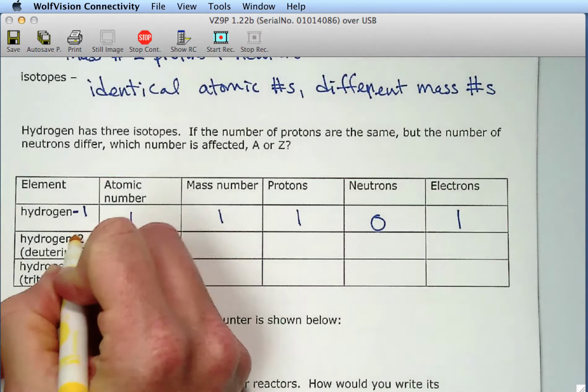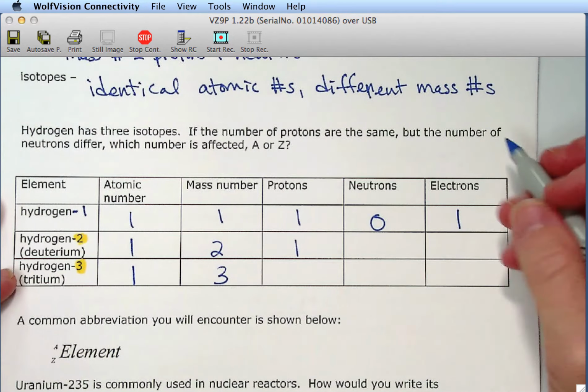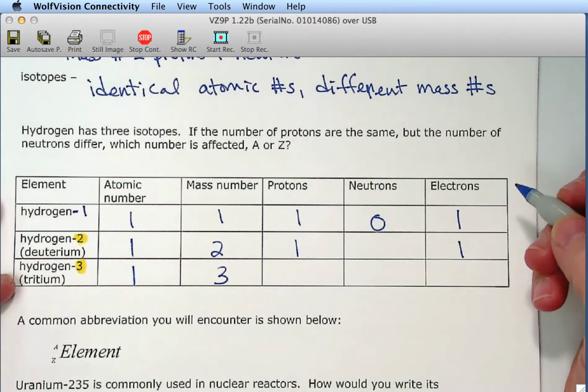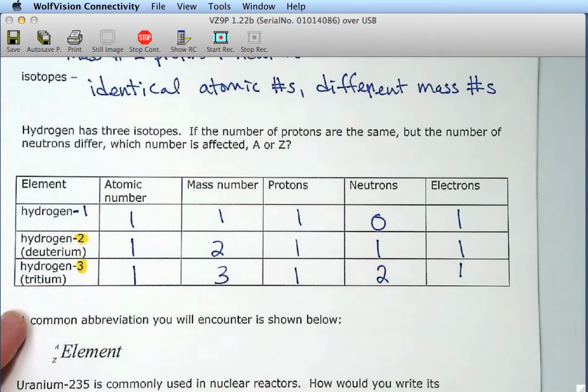So for deuterium, the number of protons would be how many? 1. The number of electrons would be 1. How many neutrons? 1. Good. 1 plus 1 gives you 2. You can always go back and double check yourself. Tritium has how many protons? 1. How many electrons? 1. How many neutrons? 2. So you're doing the same thing that we just did. It's just isotopes. You're dealing with isotopes.